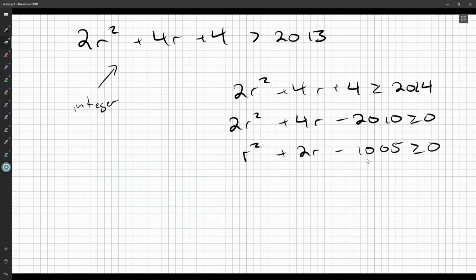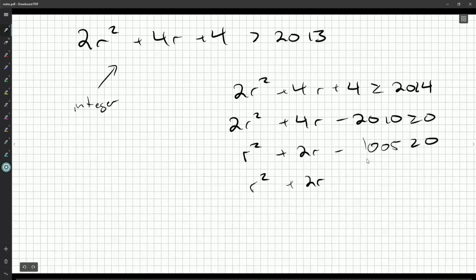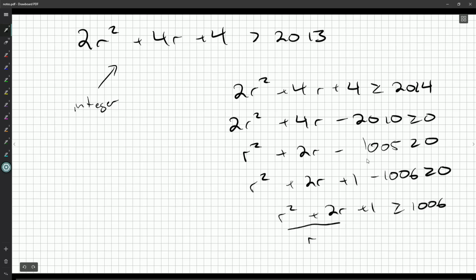So what can we do here? Well, actually, you know what I could do? I'm trying to avoid doing something like a quadratic formula. So, well, I will leave that there where it was, actually. But what I'm going to do is add 1 to this side, and then that becomes 2006. So let's say R squared plus 2R plus 1 has to be greater than 1006. But this over here is R plus 1 squared.